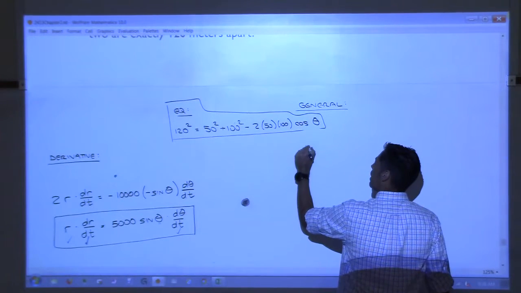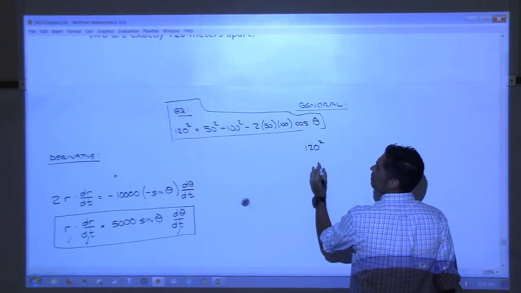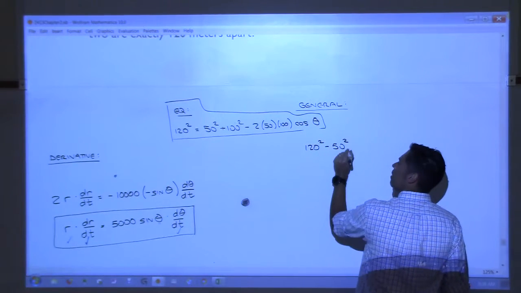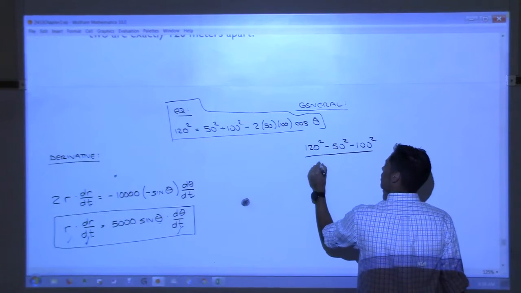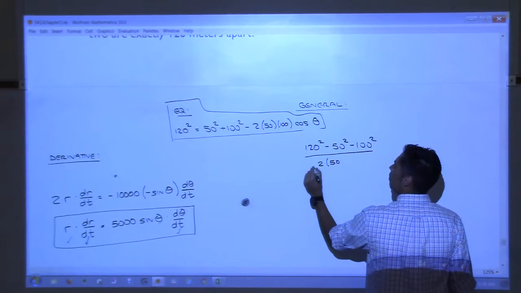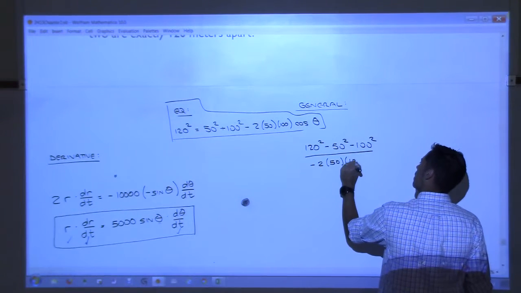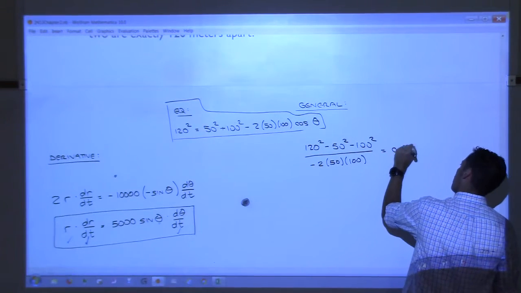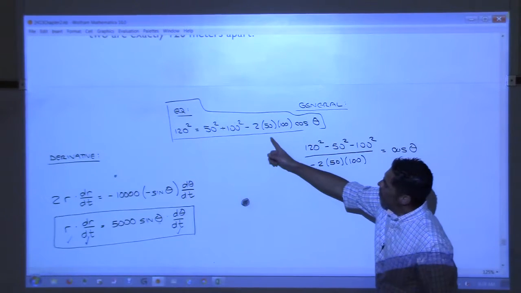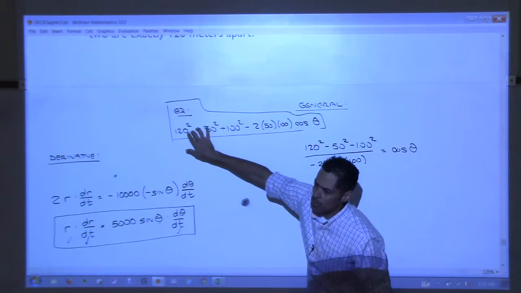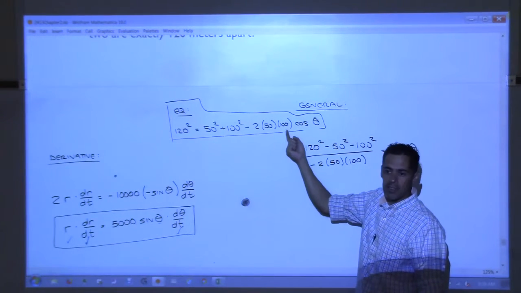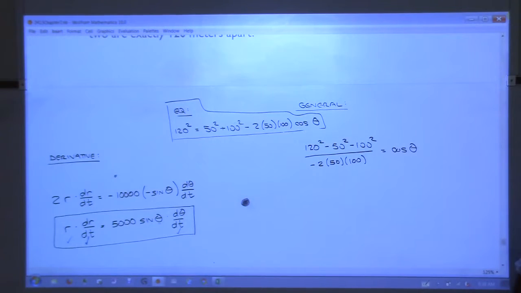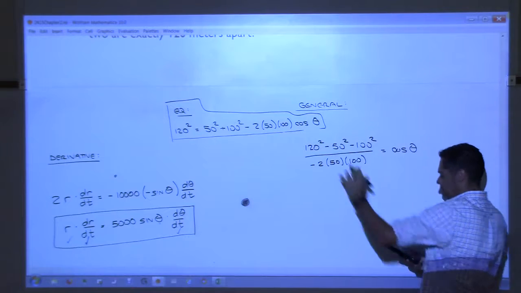I'm going to do 120 squared minus 50 squared minus 100 squared all over negative 2 times 50 times 100 equals cosine theta. So all I did here was brought these two over, which made them subtraction. And then I divided by negative 2 times 50 times 100, and that left me with cosine theta. Now I'm going to get my calculator. I'm going to go ahead and compute all this first, figure out what this is.